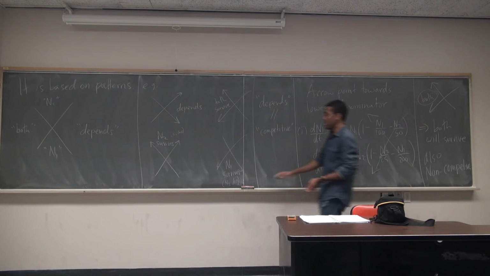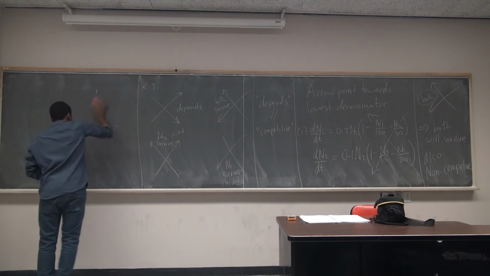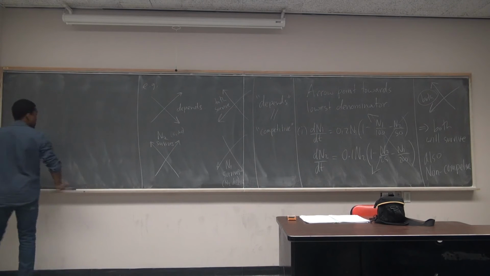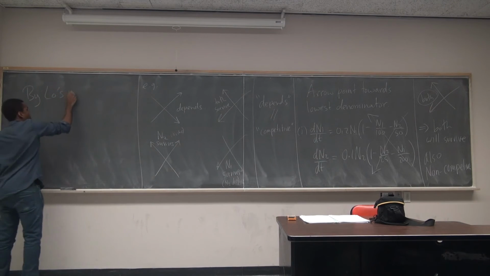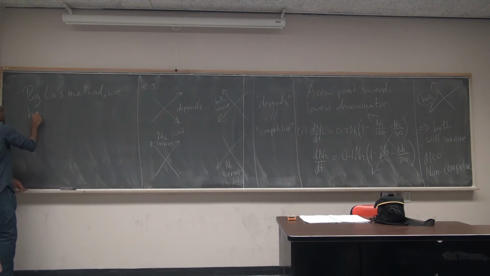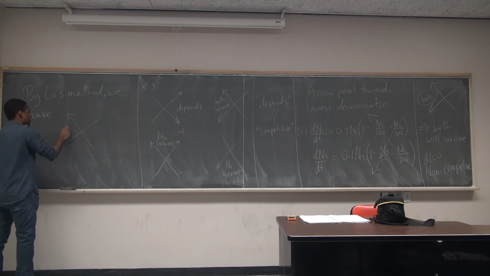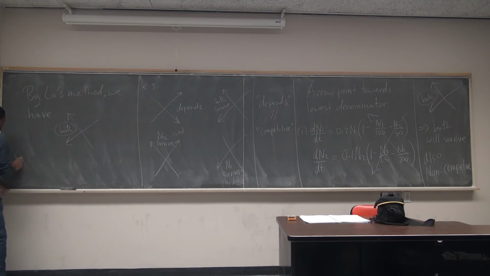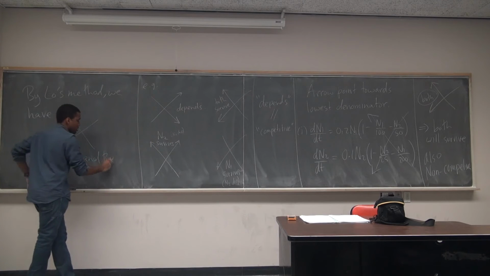So, for example, on a test, you would write something like, by Lois method, we have this, so both survive and the system is non-competitive.